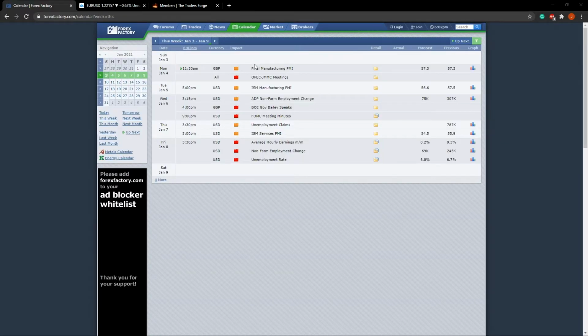I'm just briefly going to show you the economic calendar for the week ahead. I'm not going to read out all of the important events, but we can see we have the medium impact events highlighted in orange and the high impact events in red. So you can see here's the week ahead, and this is the same format that we would be following for the rest of the year.